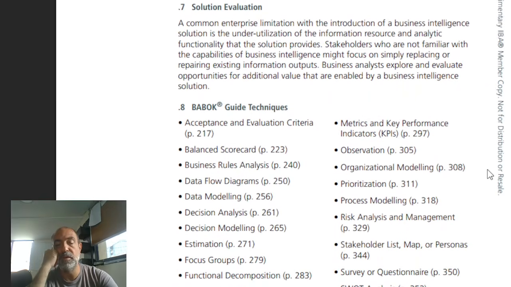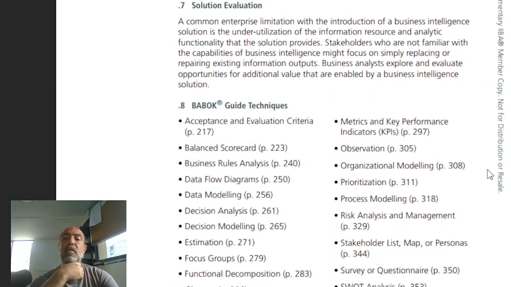It's 24. And a common enterprise limitation with the introduction of a business intelligence solution is underutilization of the information research and analytic functionality that the solution provides. Stakeholders who are not familiar with the true capabilities of business intelligence might focus on simply replacing or repairing existing information outputs. Business analysts explore and evaluate opportunities for additional value and enable a business intelligence solution.